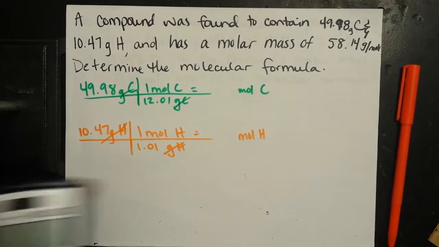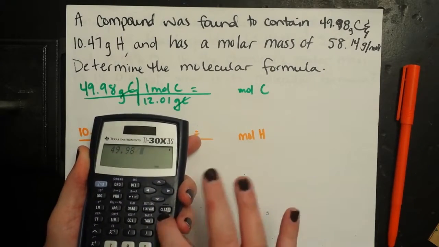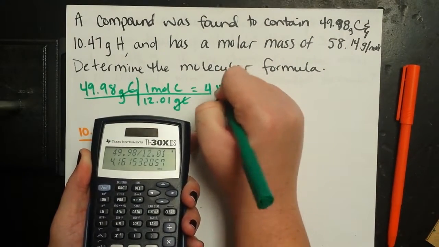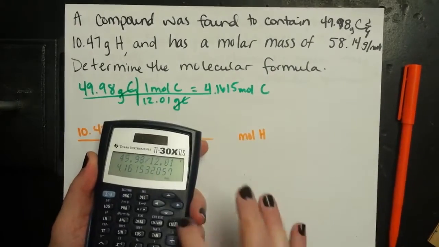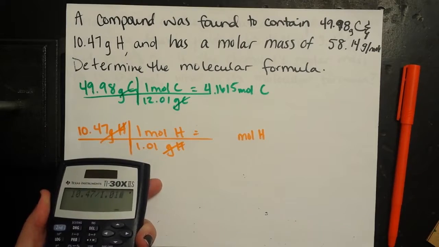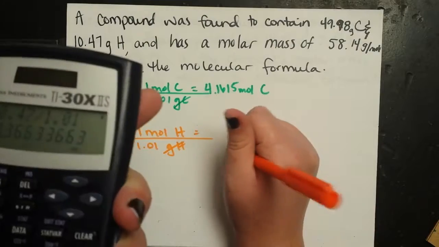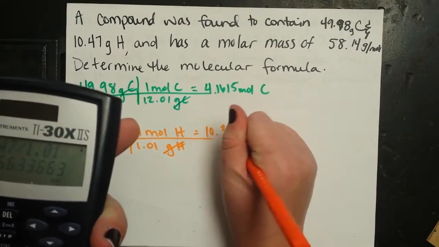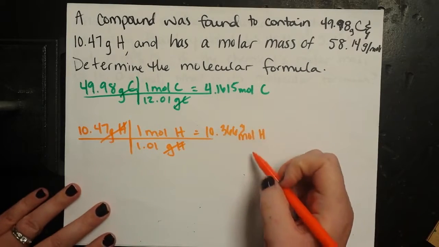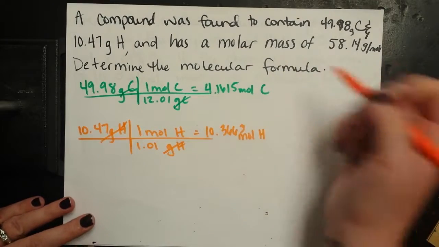Let's do the math. So we're going to take 49.98 and divide it by 12.01. This gives us 4.1615 moles of carbon. Here I'm going to take 10.47 and divide it by 1.01. This gives us 10.3663 moles of hydrogen. Again, I'm going to divide by the least number of moles to end up with the ratio of moles to each other.